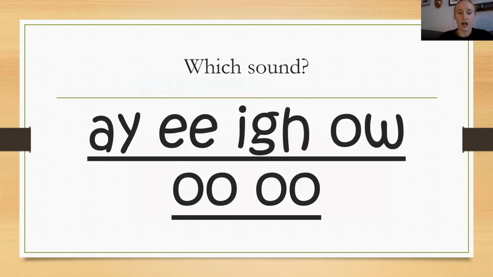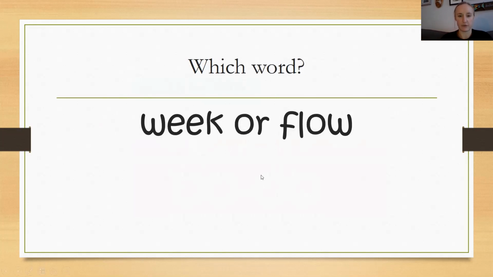Now we're going to have a little look at trying to find these sounds in some words. These are the sounds that we have been covering the past 2 weeks. We've got A, E, I, O, U, and I'm going to show you 2 words up on the screen, and I want you to have a go at trying to find these sounds for me. We'll do the first one together. Here I've got 2 words. The first word is week, or flow. And I want you to have a think which one has the sound E. Which word has the digraph E in it?